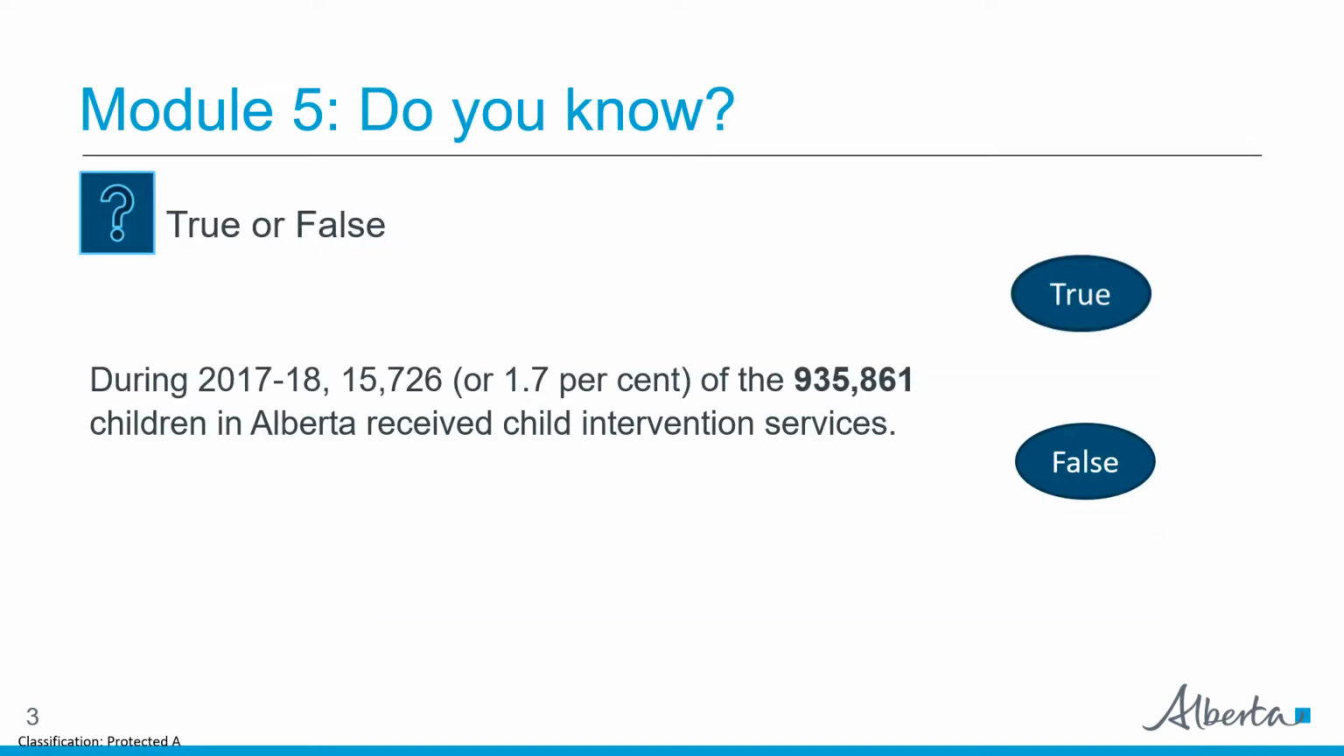Do you know? True or false? During 2017-18, 15,726, or 1.7% of the 935,861 children in Alberta received child intervention services.